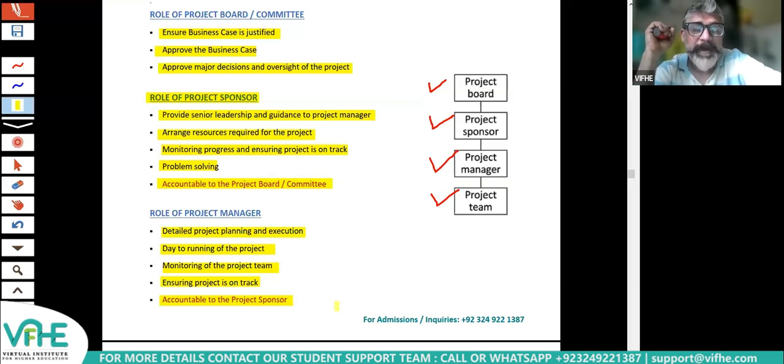Good. I like it. Nice. All right. So the first reason is these are two different roles. The role of sponsor is ABC. The role of project manager is XYZ. These are two different roles. So it's like there is no segregation of duty.